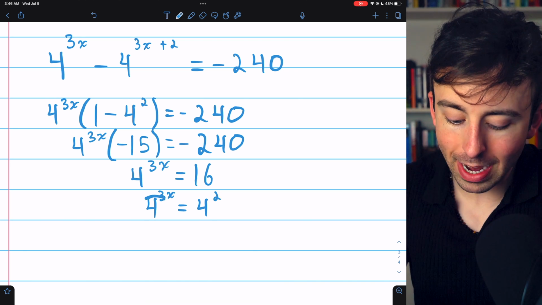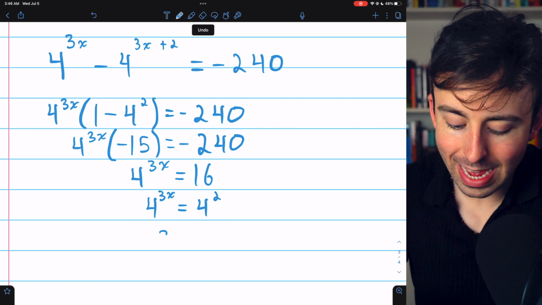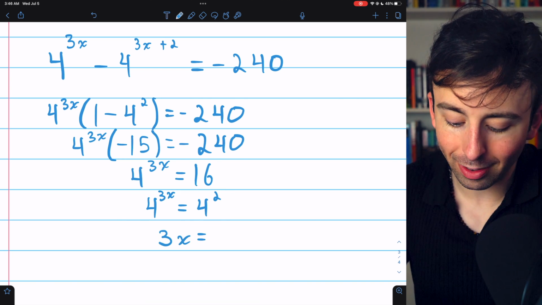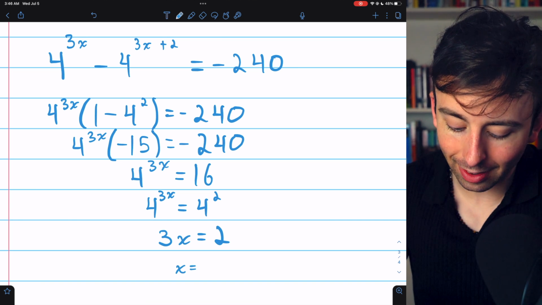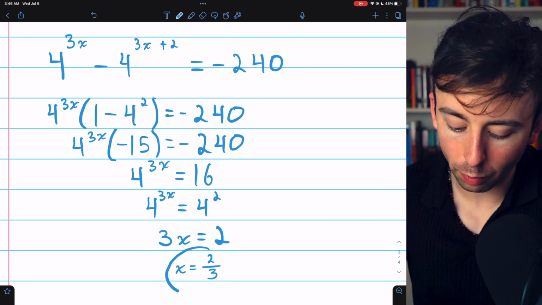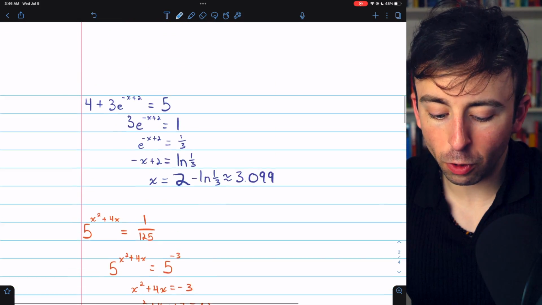But now, because the bases are the same, the only way these expressions can be equal is if the exponents are the same. So 3x must equal 2, and thus x equals 2 over 3. And there is a great big collection of exponential equations.